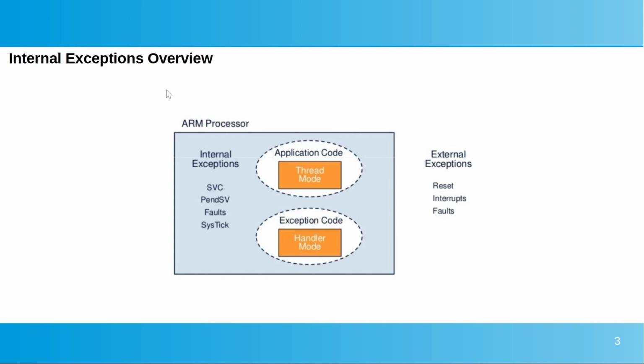Upon the occurrence of one of those exceptions, the CPU will switch from the application code to the exception handler code, or the exception handler will be running in handler mode, as we can see here. And for the typical use case, the application will be running in thread mode. Hence, whenever the CPU receives one of those exception signals, it will trigger a switch from thread mode to handler mode to serve those exception service routines.